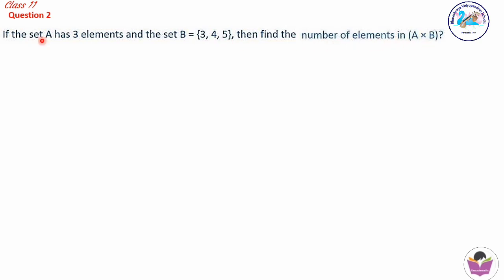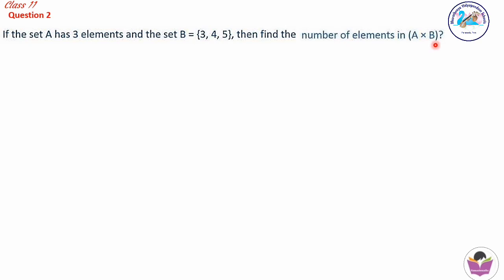Here set A has 3 elements. For finding the number of elements of A cross B, we need only the number of elements in each individual set. First set A is having 3 elements. The second set is given to us, so from the second set we can say that there are 3 elements: 3, 4, 5. So first set A is having 3 elements, and second set B is also having 3 elements. Find the number of elements of A cross B.